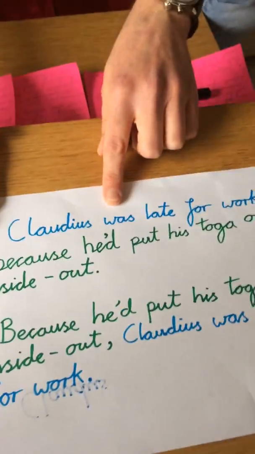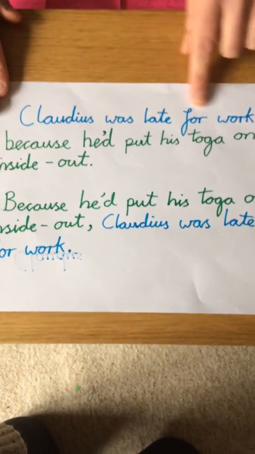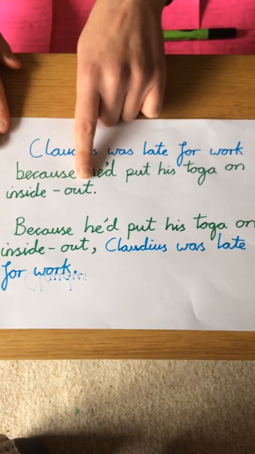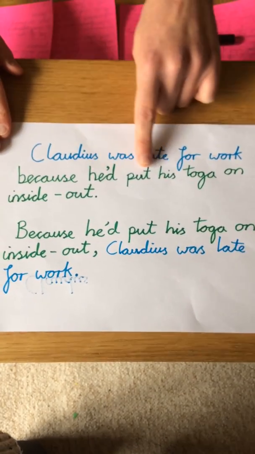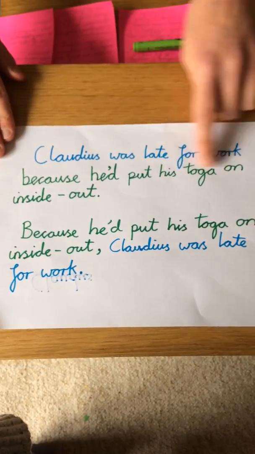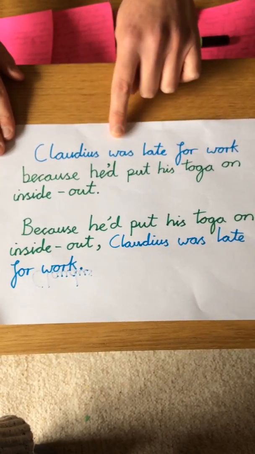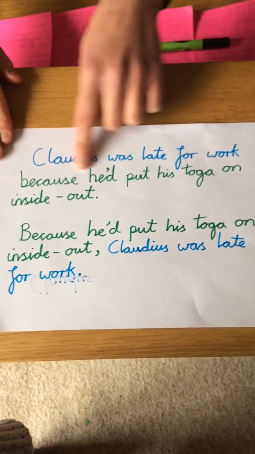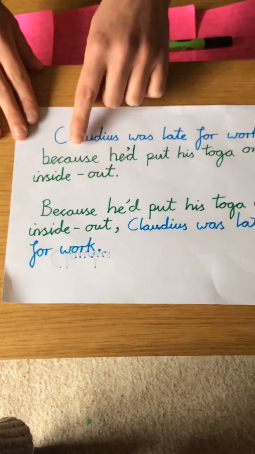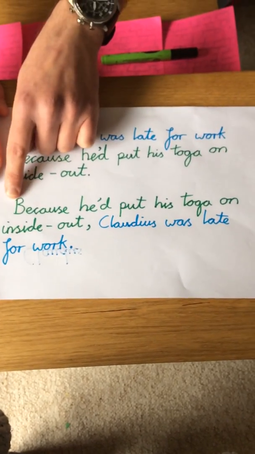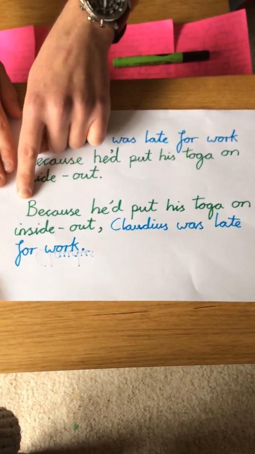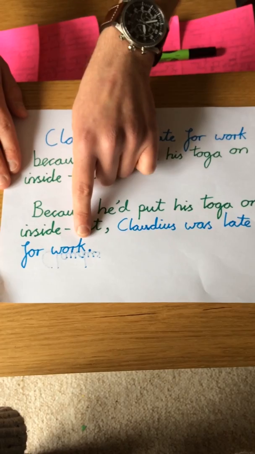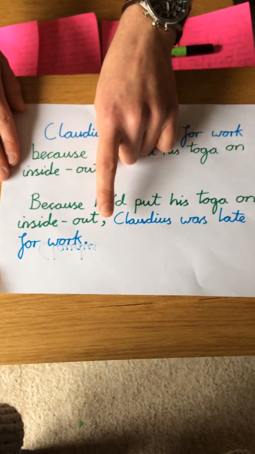So Claudius was late for work. Claudius was late for work, that's my main clause. Because he'd put his toga on inside out. Okay, so because he put his toga on inside out is my subordinate clause. It gives me more information about my main clause. It starts with a subordinating conjunction, and it doesn't really make sense on its own. We can also have them at the front of the sentence. So rather than this, we can say, because he put his toga on inside out, Claudius was late for work. Okay, if I do that, I need to include a comma.